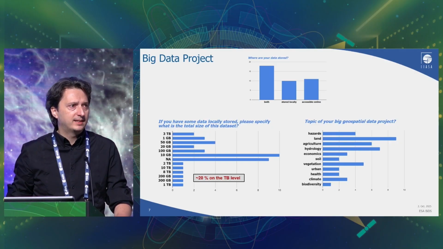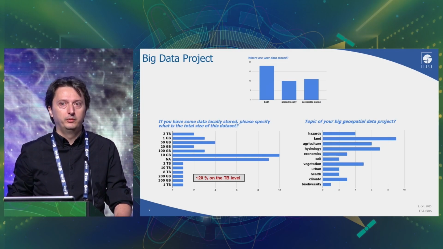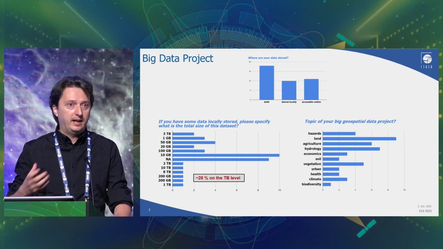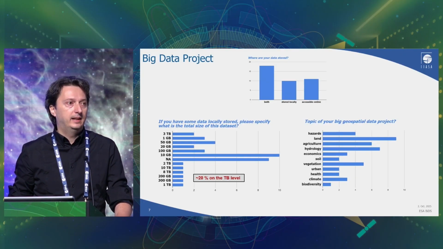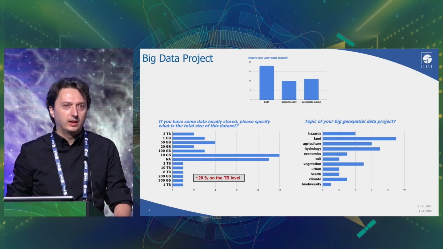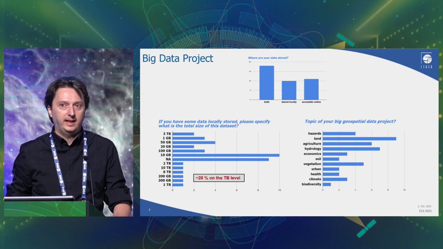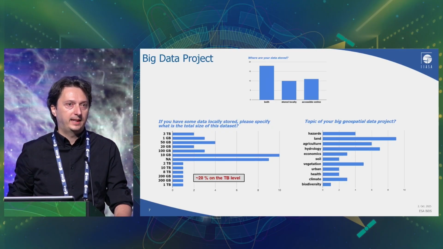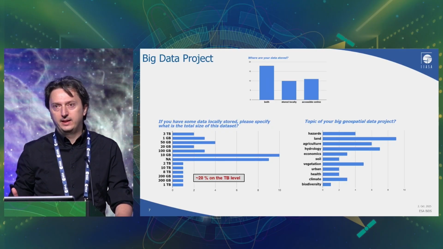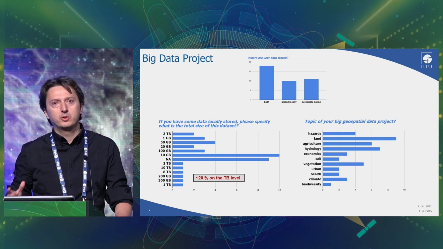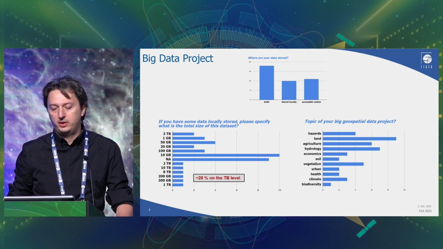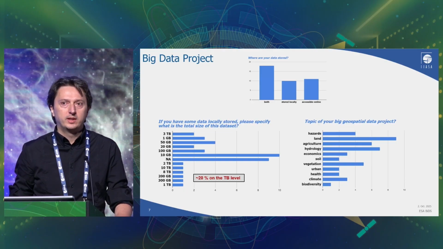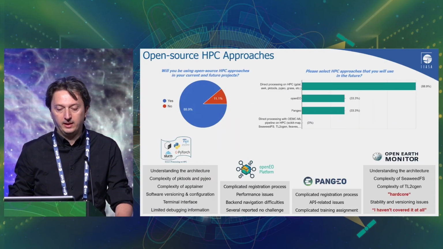So the result is that the majority of the users still have local data, and this local data is mostly on a gigabyte scale, and about 20% have local data on a terabyte scale as well. And the topics they are dealing with are mostly land monitoring, agriculture, vegetation, hydrology, hazards. So those are the topics they have.